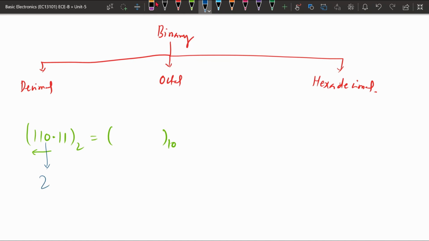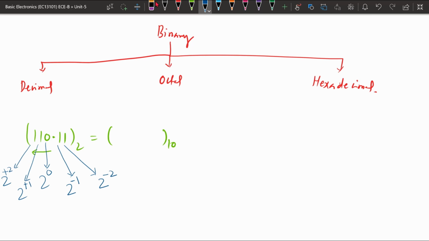So it is 2 to the power 0, and the next will have a weight of 2 to the power plus 1, and the next a weight of 2 to the power plus 2. Similarly, further digits will be 2 to the power plus 3 and plus 4, like that. On the right hand side, the weights are defined like 2 to the power minus 1, then 2 to the power minus 2, and similarly further digits will be 2 to the power minus 3. Like that, this is the weight of each of the binary digits available in this number.